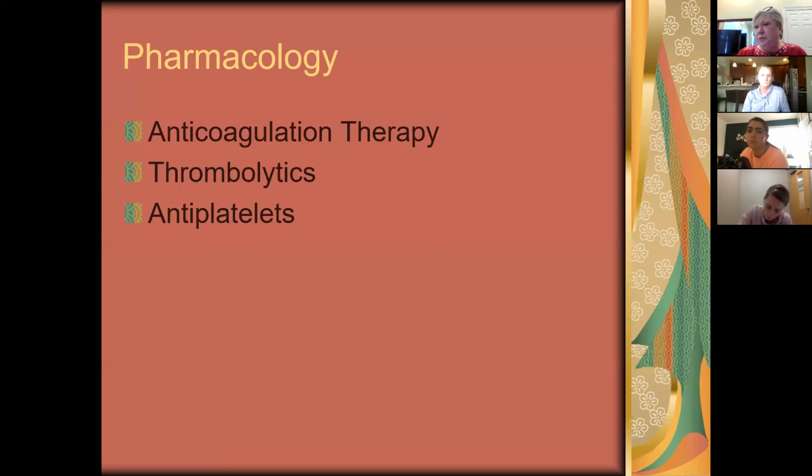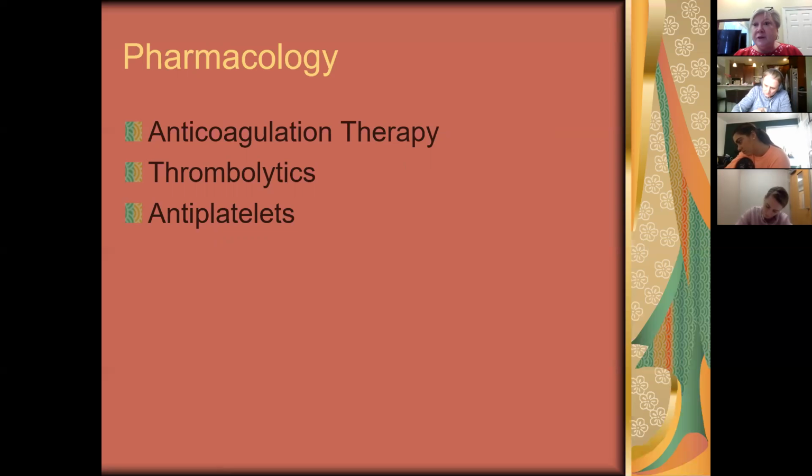So what do we do for a PE? We typically put them on a heparin drip. Right. And remember that heparin does nothing to the clot that is there. It just keeps it from getting bigger. But it will not break down the clot that is there. It keeps it from getting bigger. Heparin does not break down clots.